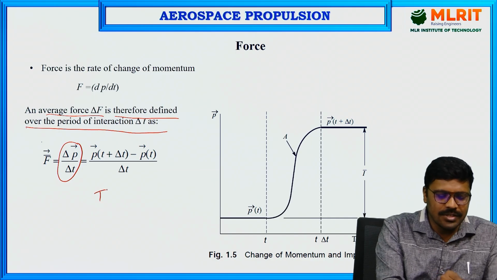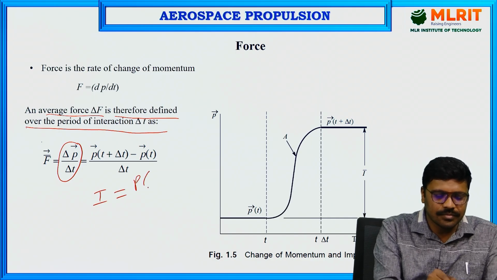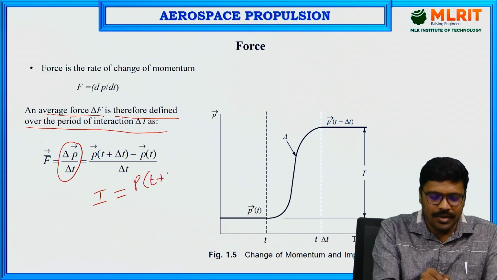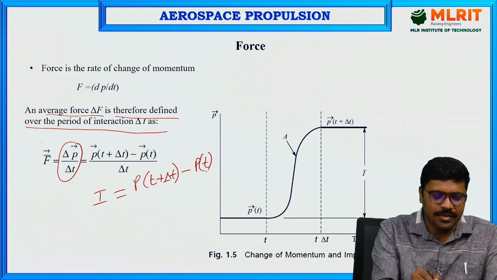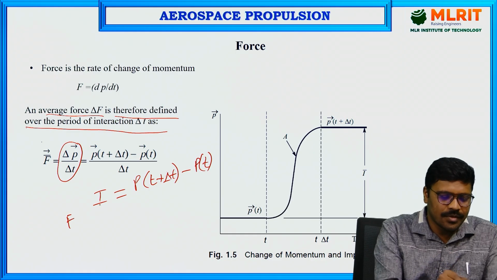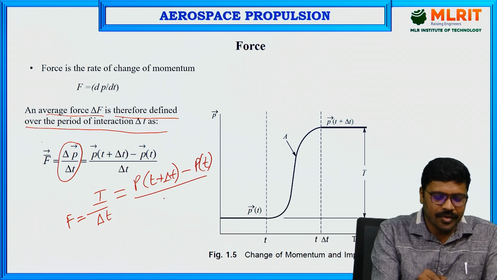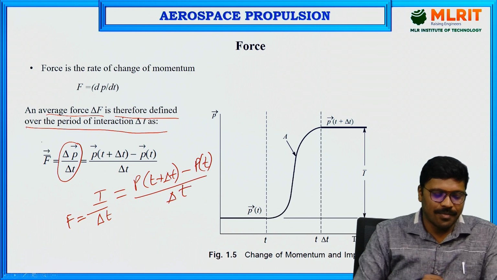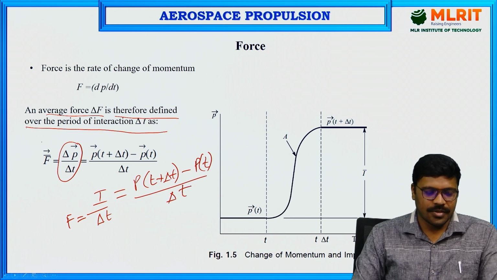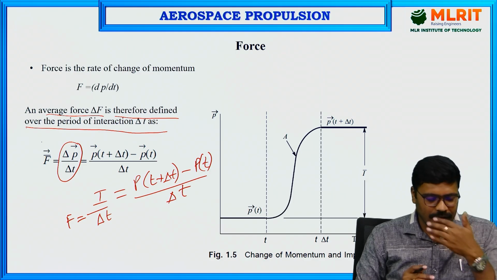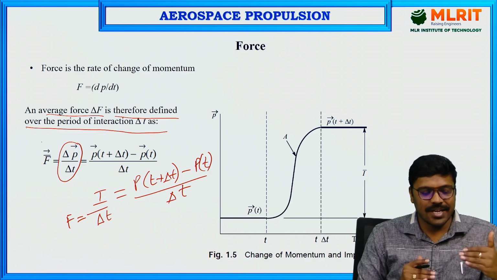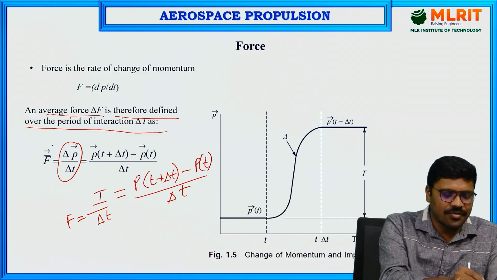So, impulse is just P of T plus delta T minus P of T. This is impulse. So, force is the change in impulse divided by delta T. That means force is nothing but how much impulse has changed with respect to how much duration. That is given by the force here. That is the average force here.